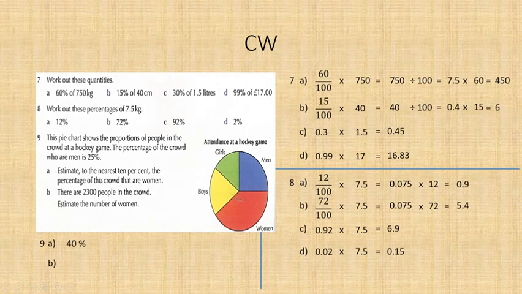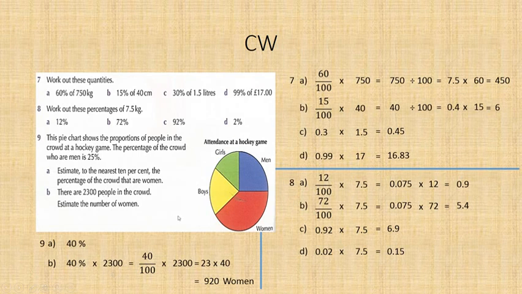Question B: there are 2,300 people in the crowd. Estimate the number of women. So there are 2,300 people and 40% of them are women. I will multiply 40% times 2,300, changing the 40% into a decimal or fraction, whatever you want, and just calculate that. I made it into a fraction and multiplied by 2,300, dividing 2,300 by 100. It's equal to 23, and after that multiplied by 40, so the answer is 920 women. So it's very easy.